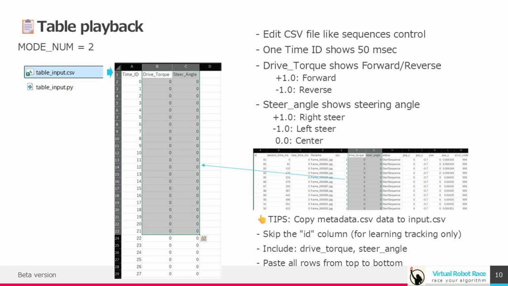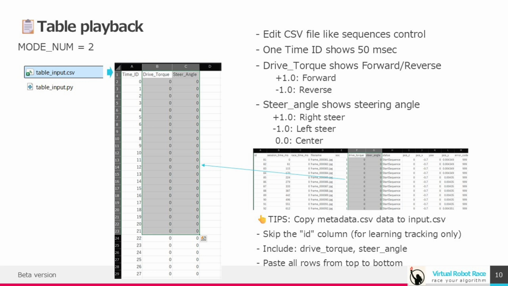And to do that, you're controlling just 2 parameters in that CSV file. Drive torque, which is +1 for forward, -1 for reverse. And steer angle: +1 for right, -1 for left, 0 for center. Simple inputs, but the sequencing is where it gets complex. And there's a pro tip in the source notes for making good playback data. Oh yeah, the part about metadata.csv.